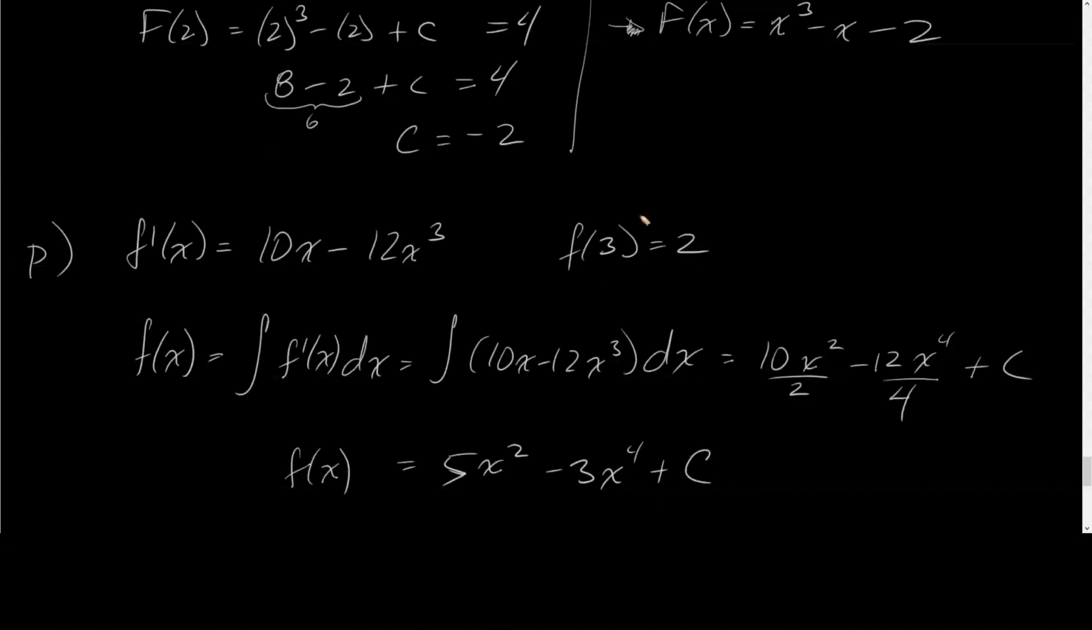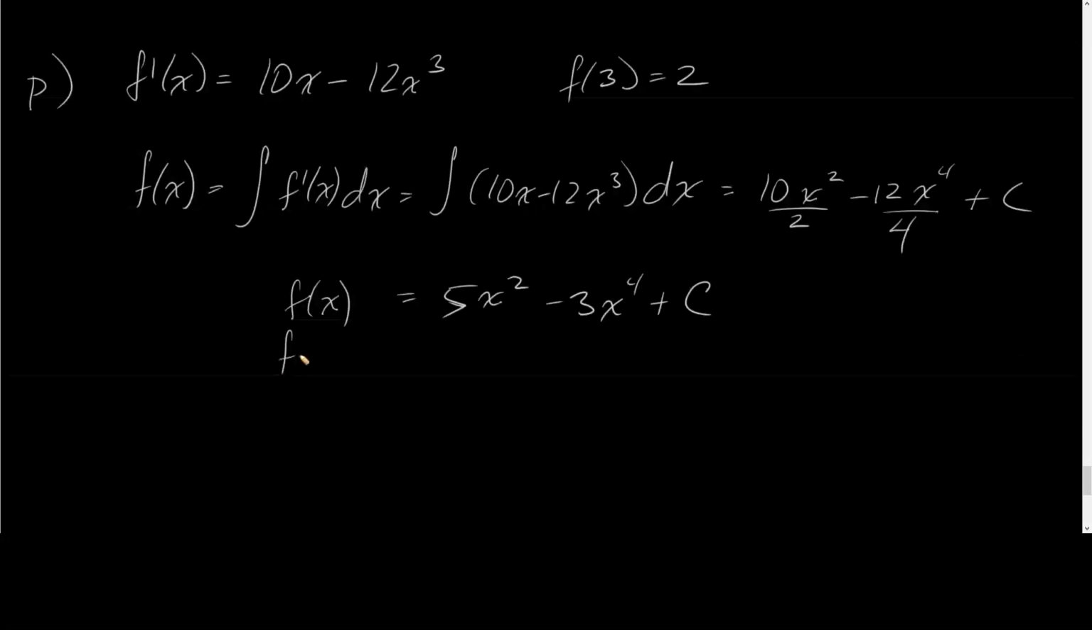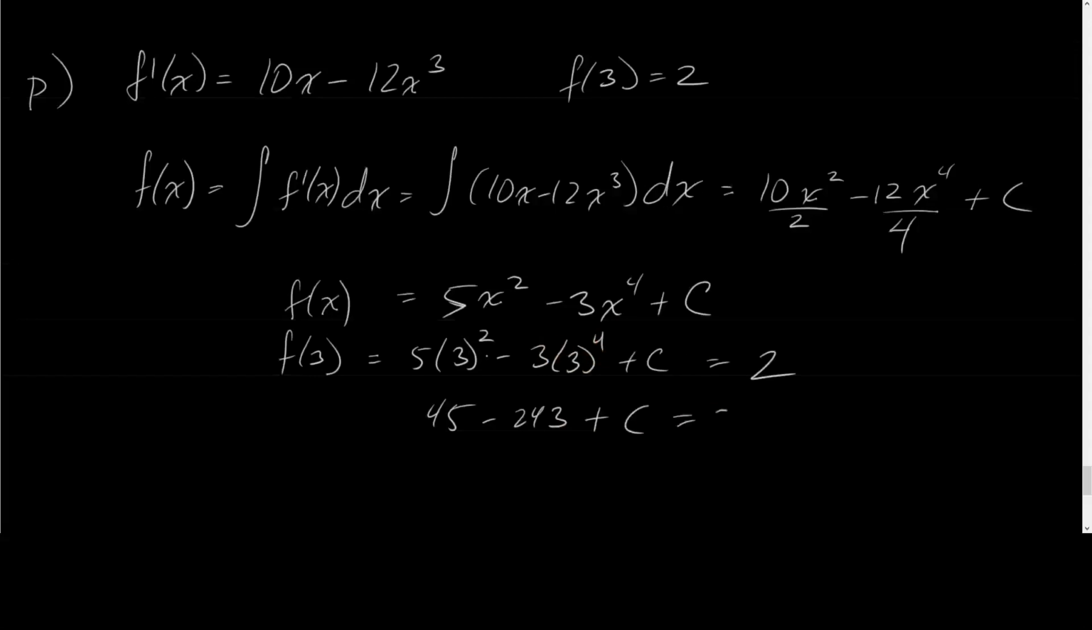But we have this initial value. We know that when we plug in 3, we're supposed to get 2. So that allows us to figure out what the value of c is for this case. So here we have 5 times 3 squared minus 3 times 3 to the fourth plus c. That's supposed to give us 2. All right, so what does that give us? 3 squared, 9. 9 times 5, 45. Minus 3 to the fourth, 81. 81 times 3 is 243, plus c equals 2.